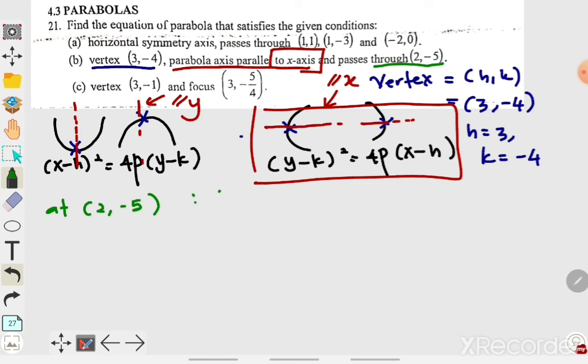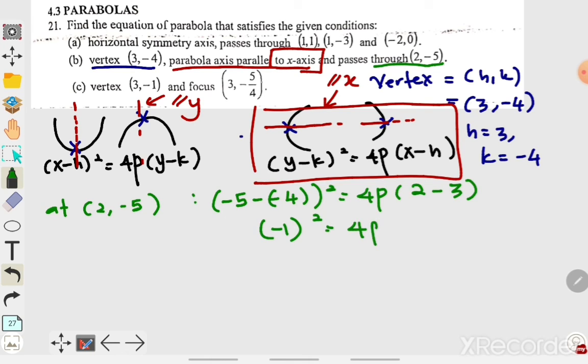So what we have here is negative 5 minus k, so minus 4, squared, equals 4p times x, where x is 2 minus h, which is equal to 3. So negative 5 plus 4 is negative 1. Squared equals 4p times 3, so 1 equals negative 4p. This question actually asks us to find p, so p equals negative 1 over 4.